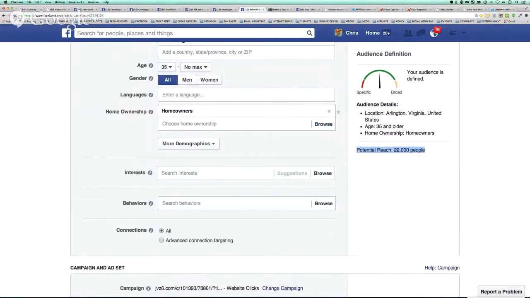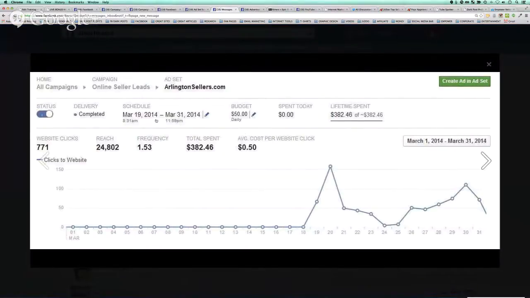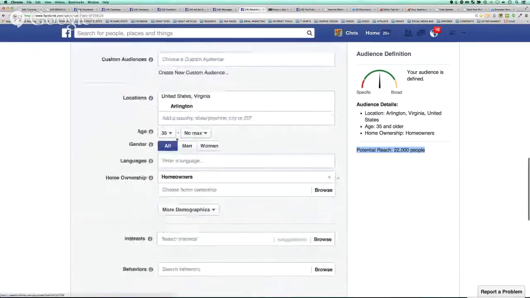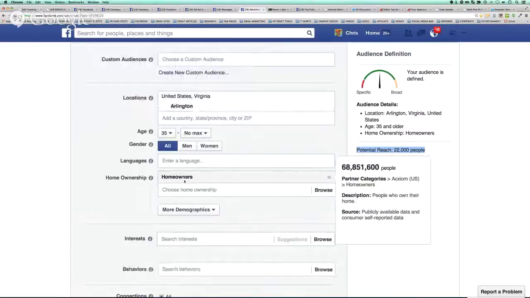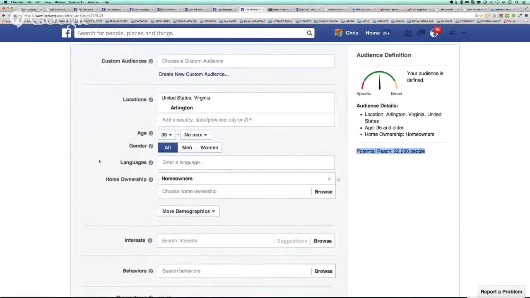In fact, I think that's what his ad was. Let's see, where was that reach? 24,000 maybe. So if you look at this, 35 years and older, Arlington, Virginia, homeowners, right? People who own their home. So you could try this.